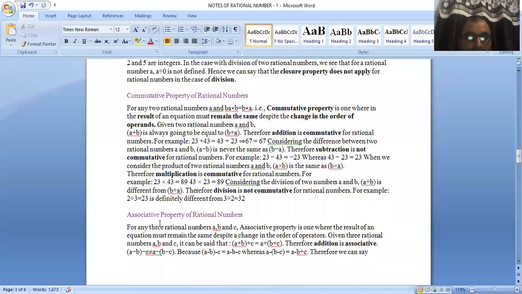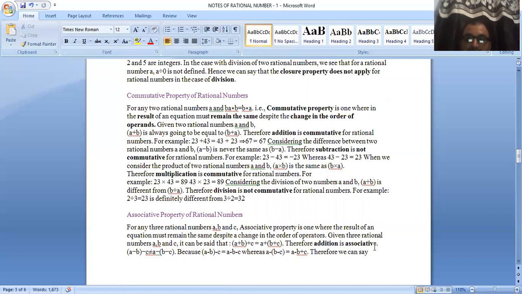Now move to the third property, the associative property of rational numbers. For any three rational numbers, unlike the commutative property, which involves two rational numbers. The associative property is one where the result of an equation must remain the same despite a change in the order of operators. Given three rational numbers A, B and C, it can be said that (A plus B) plus C is equal to A plus (B plus C).